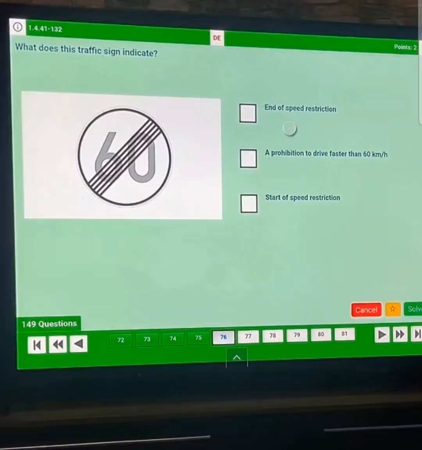What does this traffic sign indicate? The end of speed restriction. A prohibition faster than 60. The start of speed restriction.